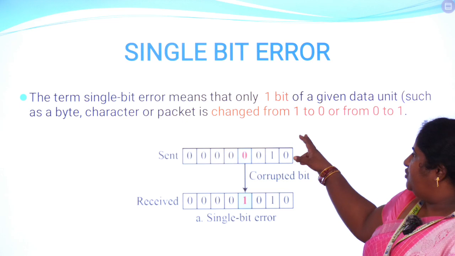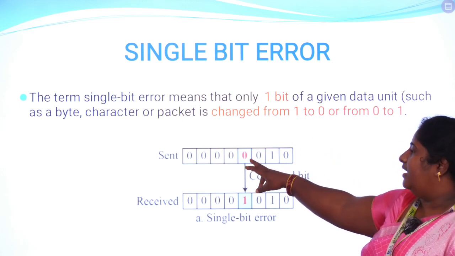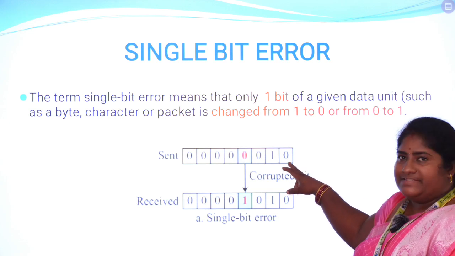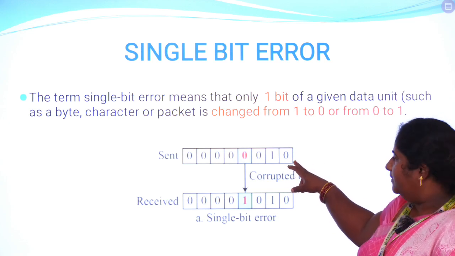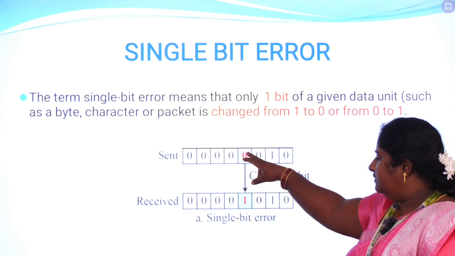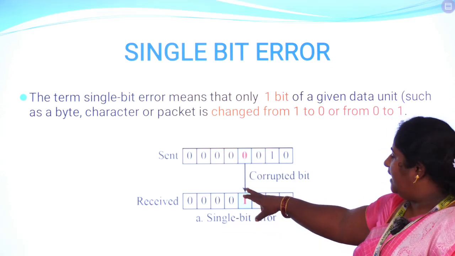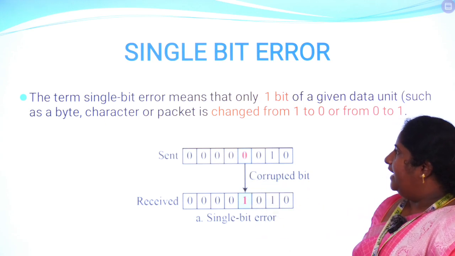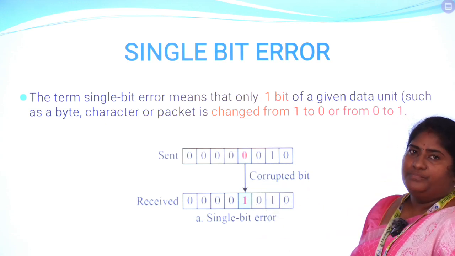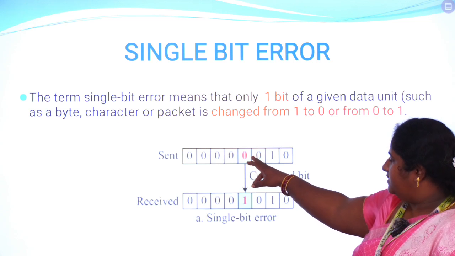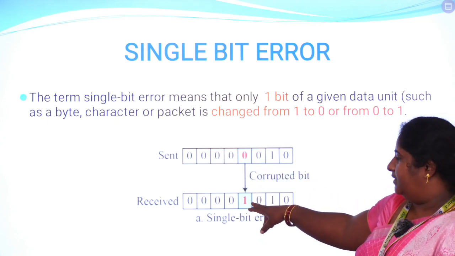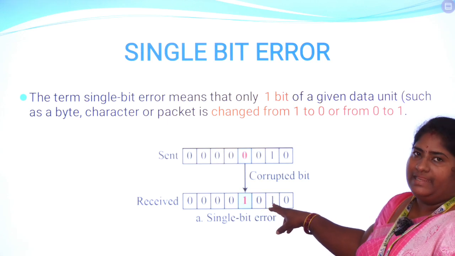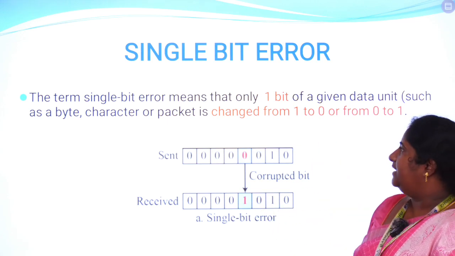Okay, so this is the data which is going to be transferred from source to destination. While transferring through a channel or through a medium, the interference and noise have changed the 0 to 1. So this is called interference and it is called a single bit error. The data is changed from 0 to 1 during the transfer. At the receiving side, the corrupted bit will be inserted in the data. So this is called a single bit error.